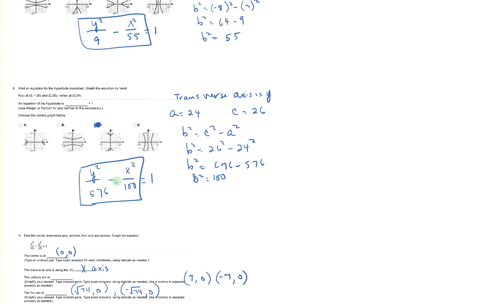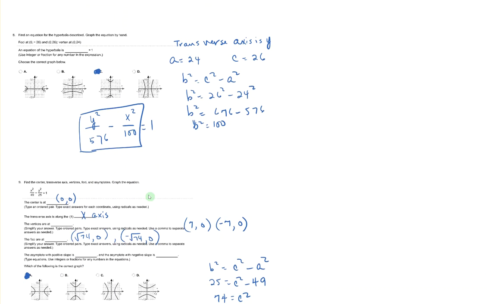x squared. Again, we're on the y-axis, and we should be up 24. I think that one's saying maybe 31 or something. So you'll be able to tell that it would be that one.